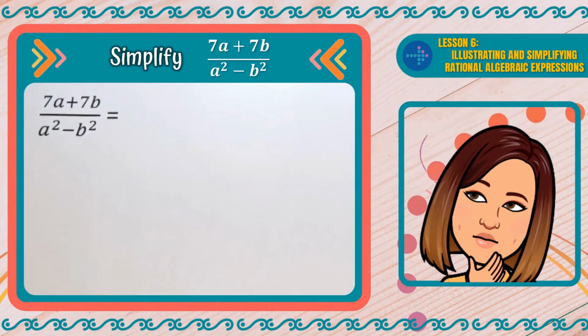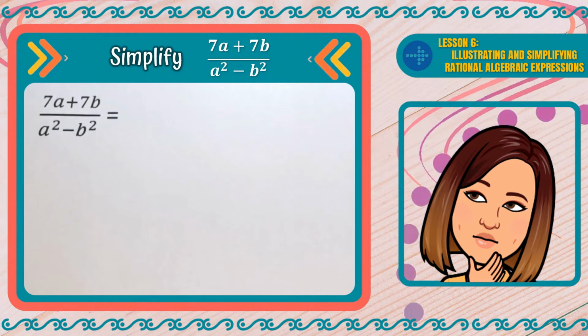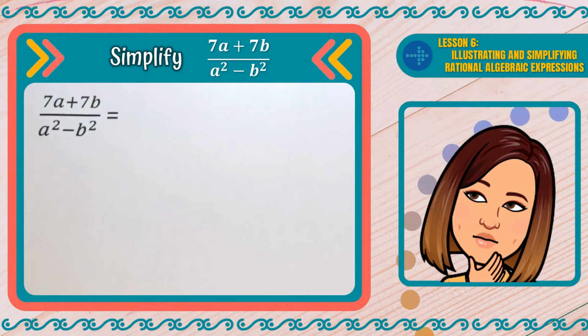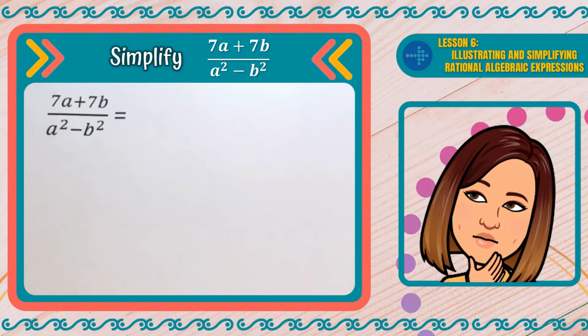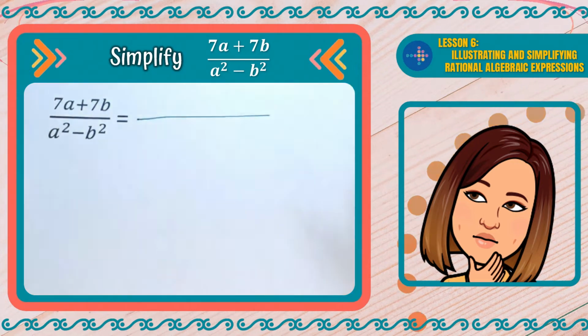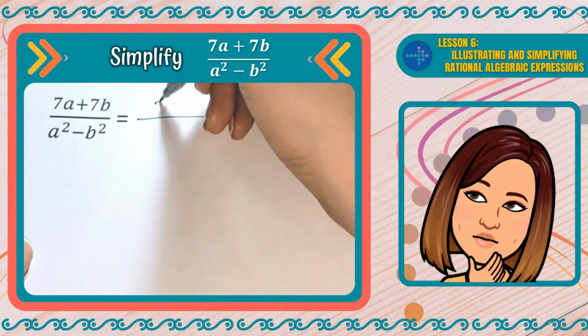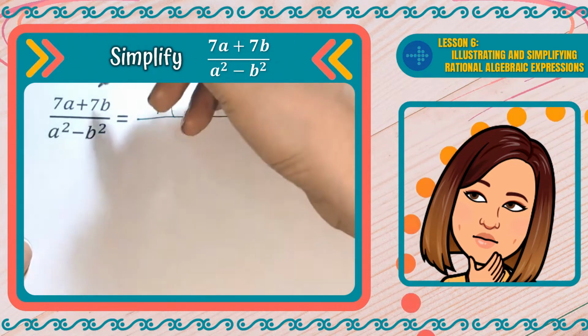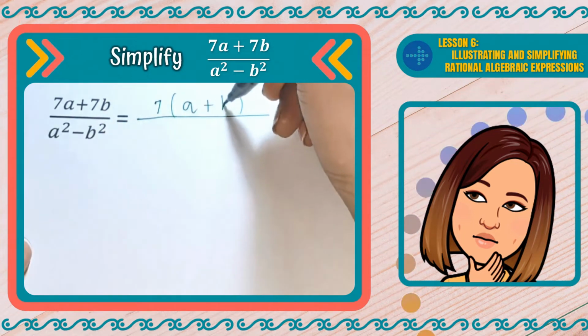Given is 7a plus 7b over a squared minus b squared. So factor the numerator and the denominator. The numerator is factorable by GCF, or greatest common factor, and that is 7. So the other factor is a plus b.